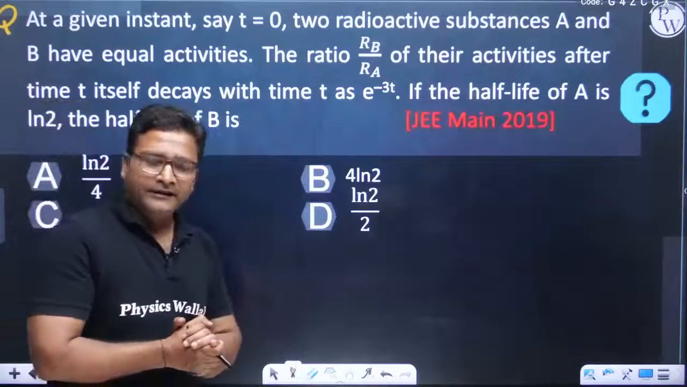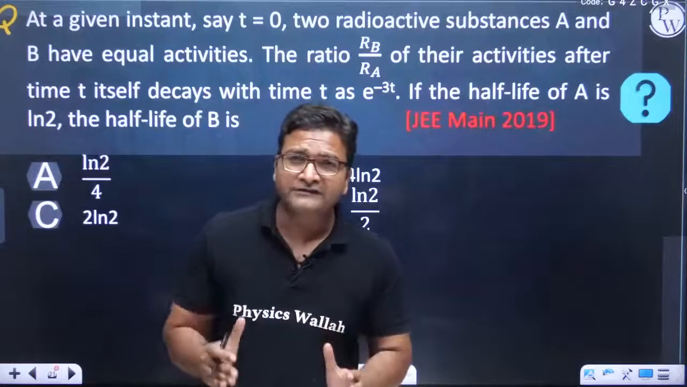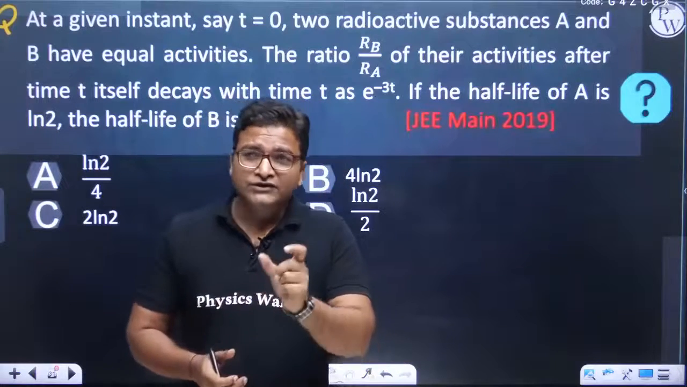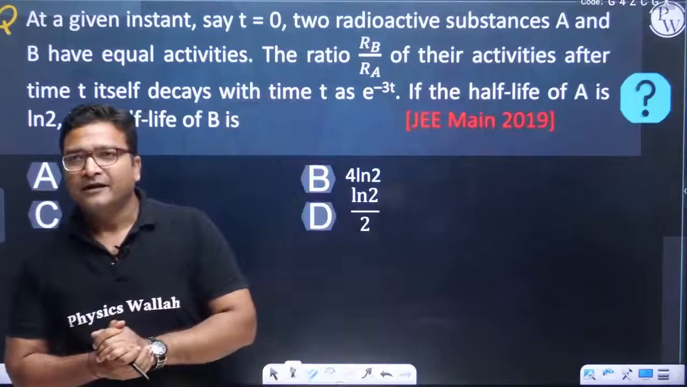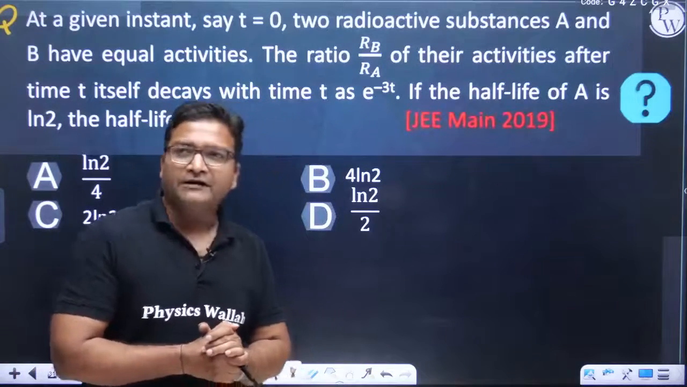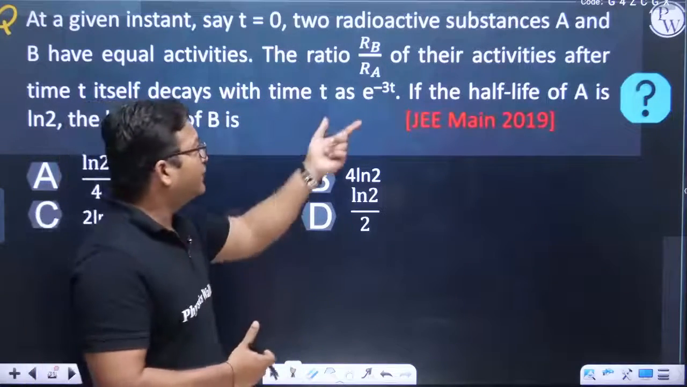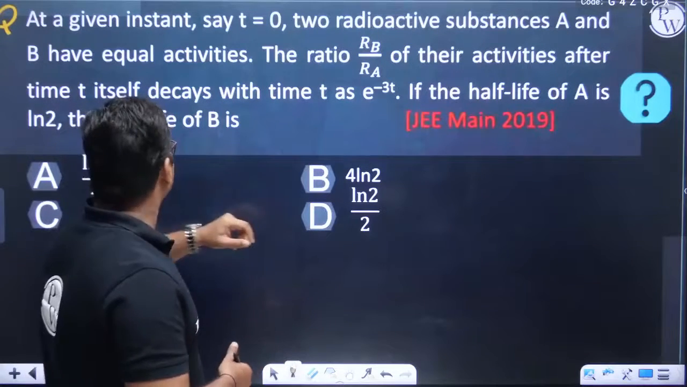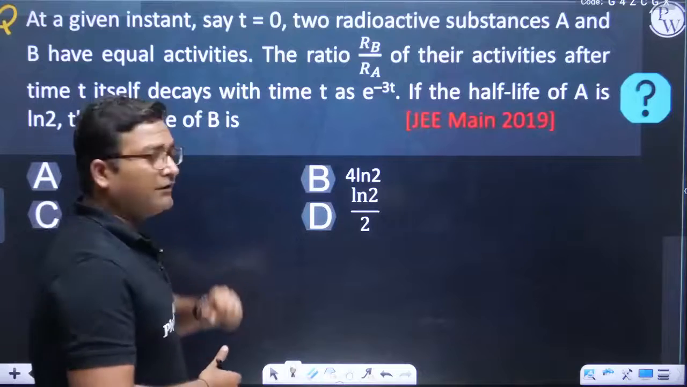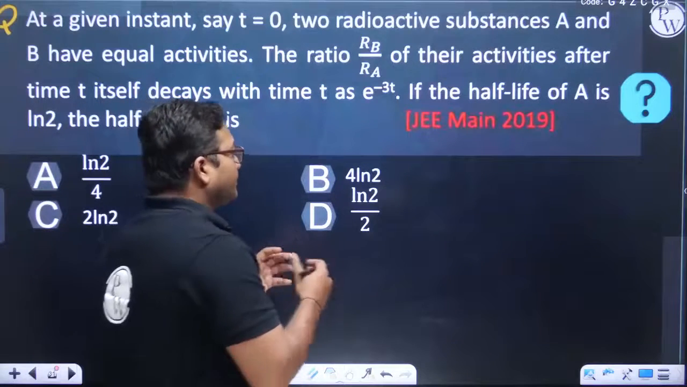Yes, here they say at a given instant, say at t equals 0, the two radioactive substances have equal activities, and the ratio of their activities after time t is e to the power minus 3t. Then if the half-life of A is ln2, what is the half-life of B? Okay, so let us solve.